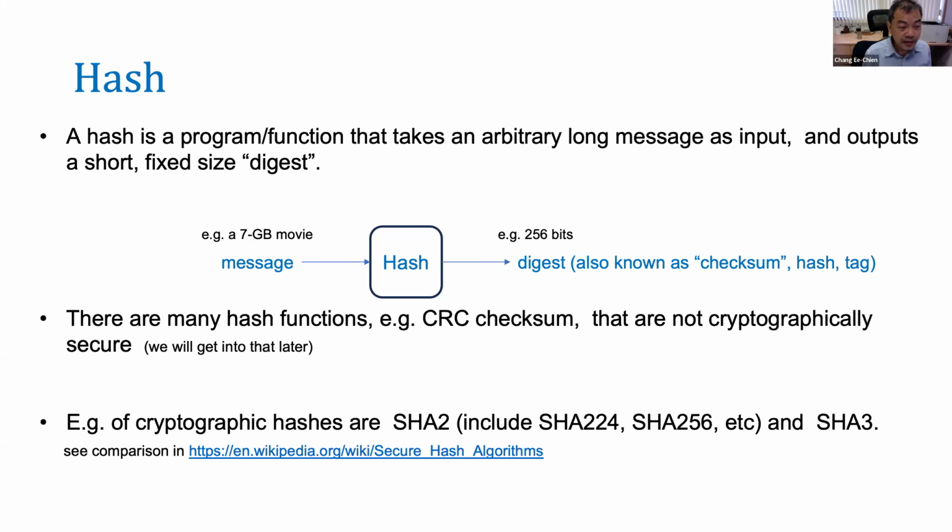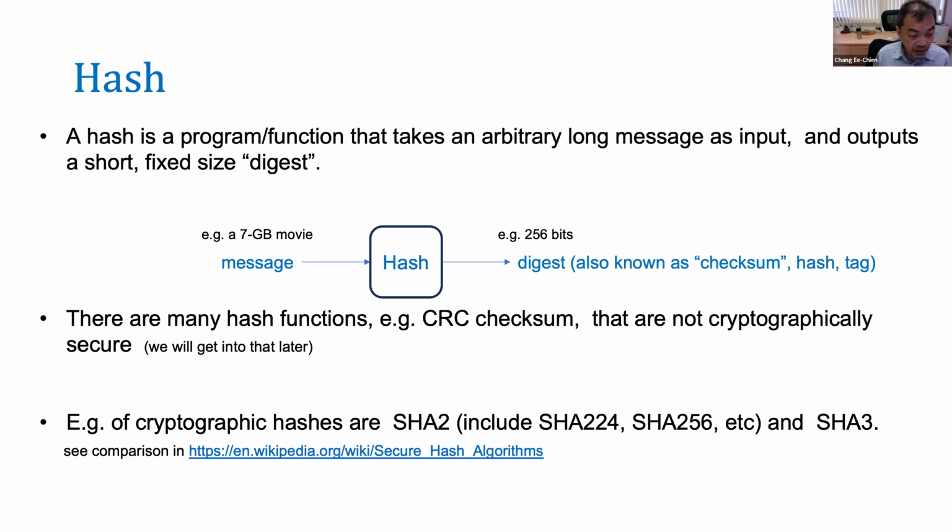The input is arbitrary, right? It can be very long, can be very short, but the output is fixed. 256 bits, 128 bits, or whatever, but it has to be fixed. There are many different types of hash functions. You may have heard of CRC checksum, and they are hash functions, but they are not cryptographically secure. We will mention what we mean by cryptographically secure later.